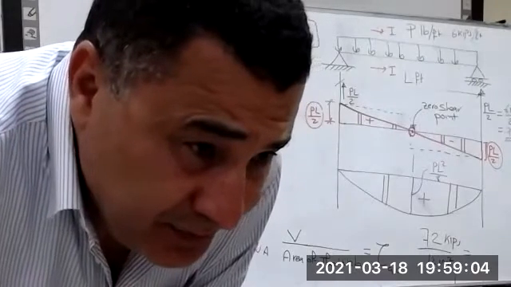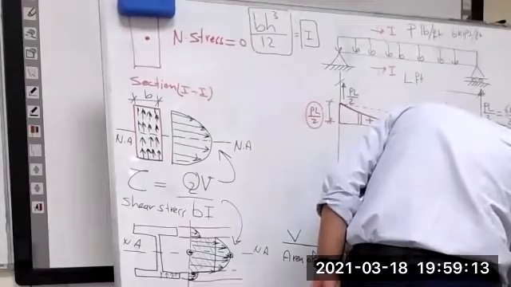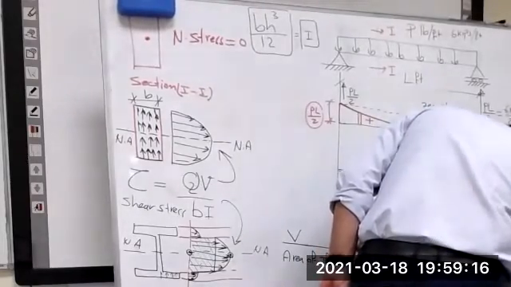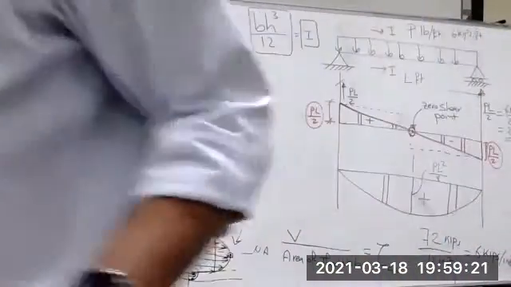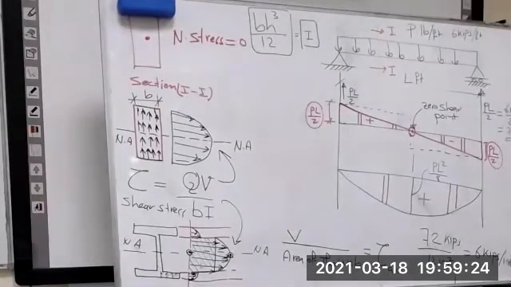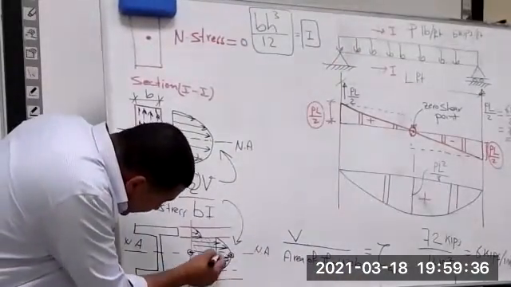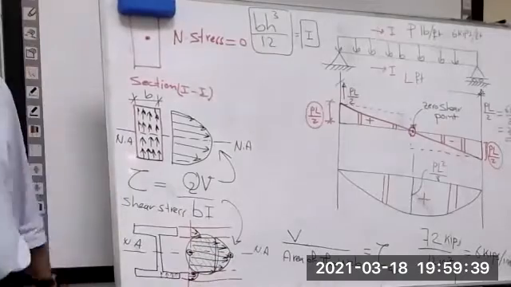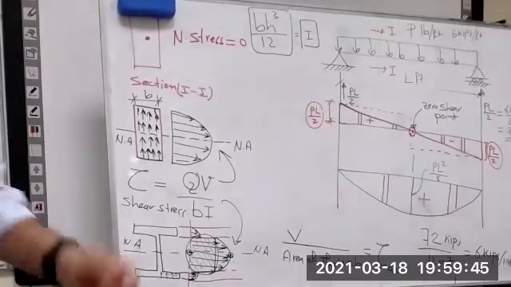Okay, now 72 kips divided by 12 equals 6 kips per square inch, correct? Check your answer. This is the average, here only. This is an average of 6. The bottom maximum is 6.3.